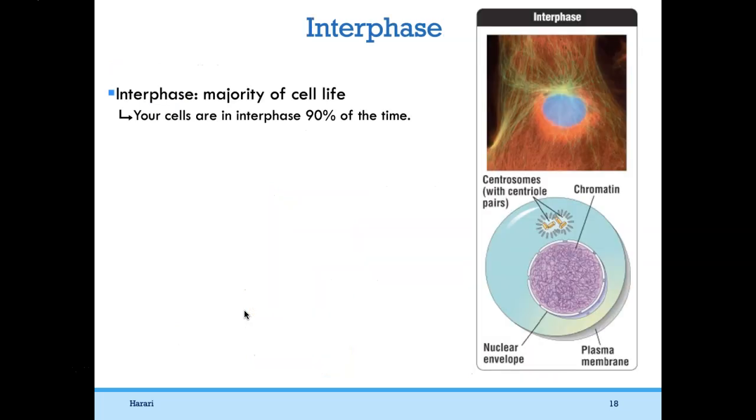So interphase. Your cells are in interphase 90% of the time. So most of your cells' lives are spent in interphase. And interphase has three parts.